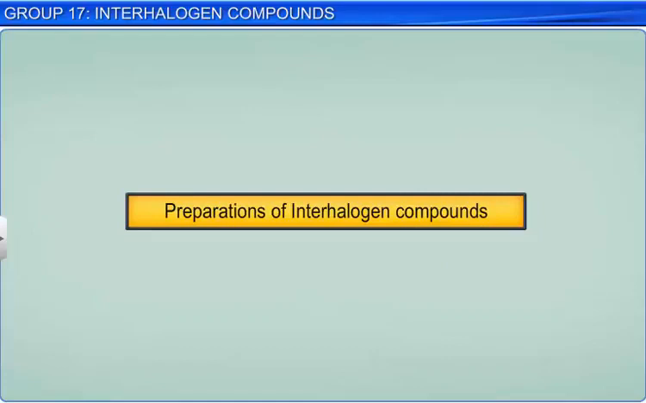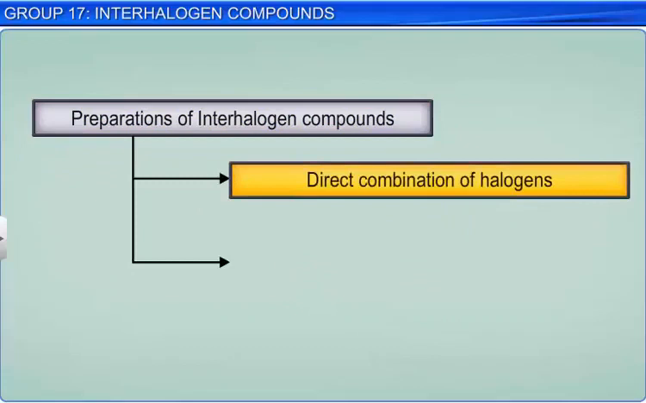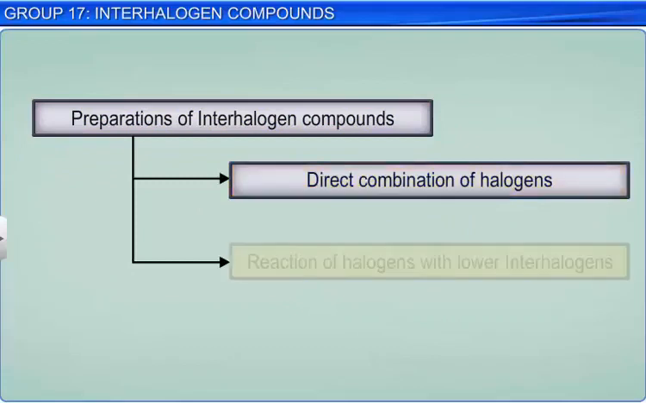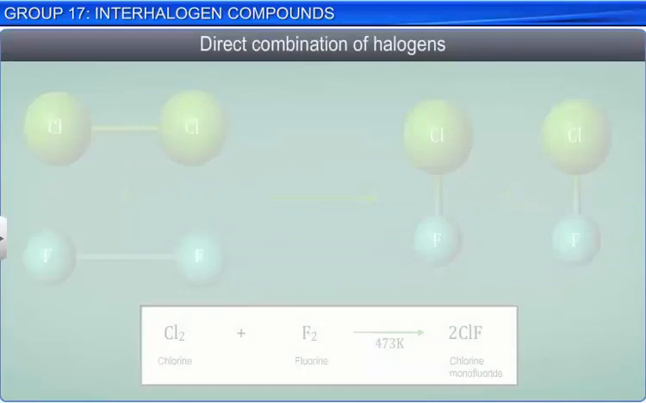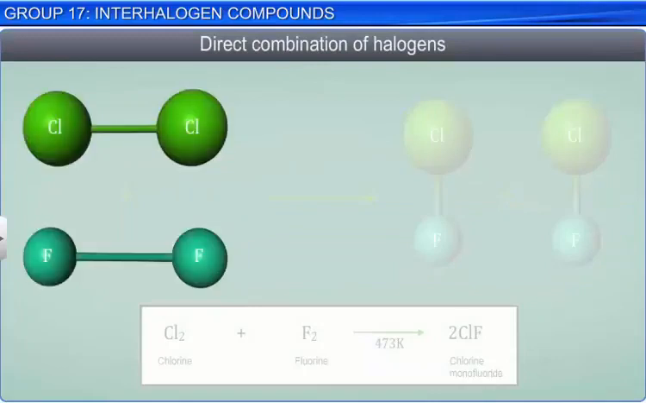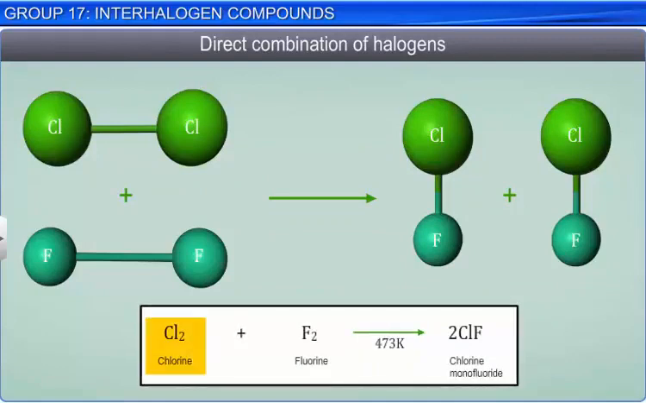For example, equal volumes of chlorine and fluorine combine at 473 Kelvin to form chlorine monofluoride. In the second method, a halogen molecule reacts with a lower interhalogen to form a new interhalogen compound. For example, fluorine reacts with iodine pentafluoride at 543 Kelvin to form iodine heptafluoride.